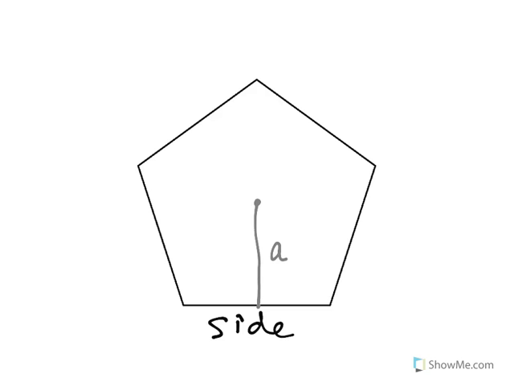So first things first, we're going to call this side length S, and N is going to equal the number of sides. So in this pentagon, N would be 5 because a pentagon has 5 sides. Now you'll notice I have an A coming down here. A stands for apothem. And now you're thinking, I'm sorry, what? Well, bear with me here.